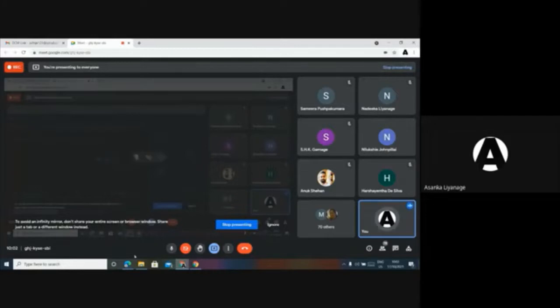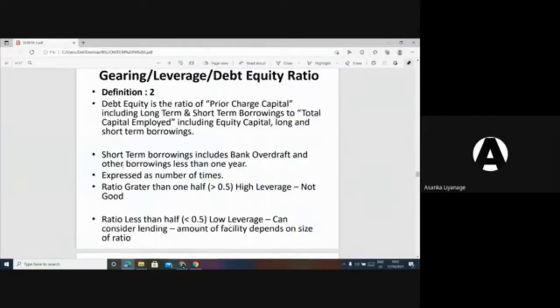Right. Let's move on to talk about the next one. Then gearing ratio 2. In the first ratio, we divided long term debt capital by equity capital. In the second ratio, when it comes to the definition of debt capital, you not only take the long term debt capital but also some short term fixed debt capital, like overdraft, right?